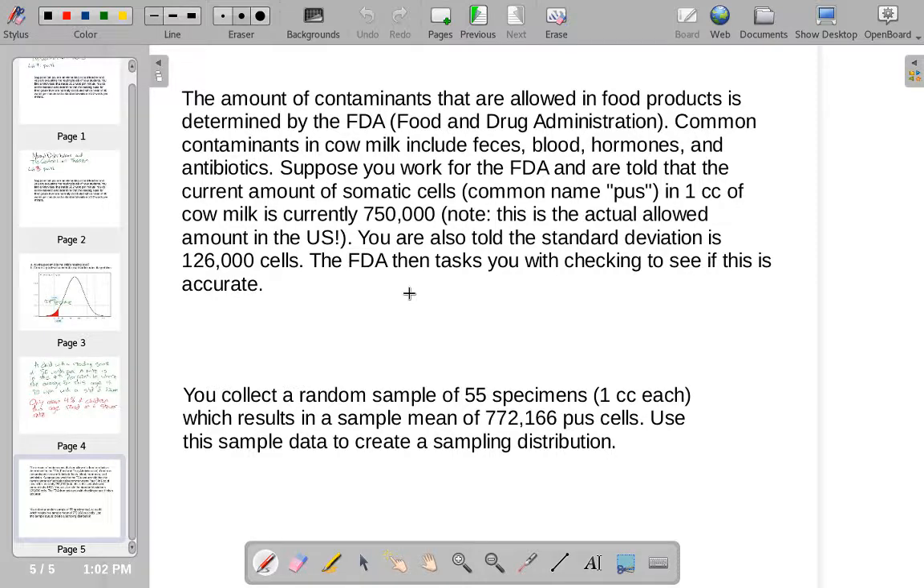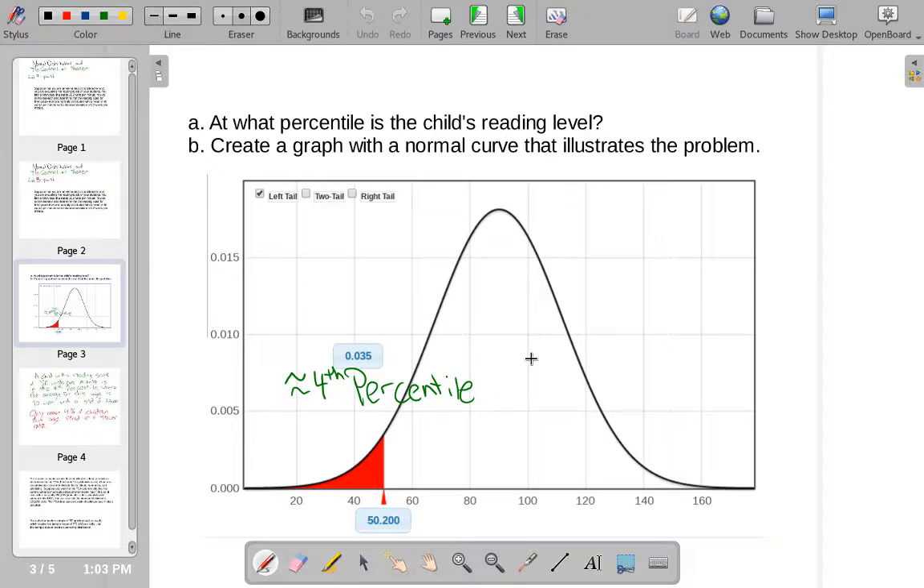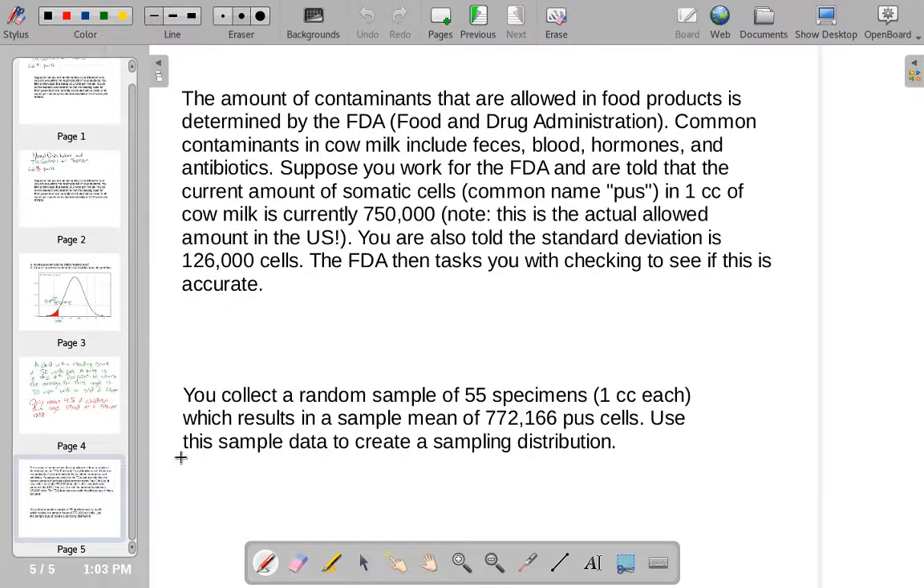So sampling distribution means we're looking at a distribution of sample means, not a distribution of individuals like we were looking at here. Okay, this is a distribution for individual children. Now I want to look at a distribution of samples of size 55. And sampling distributions tend to be normally distributed. Okay, that's important. And calculating the standard deviation, we have an extra step to do that.